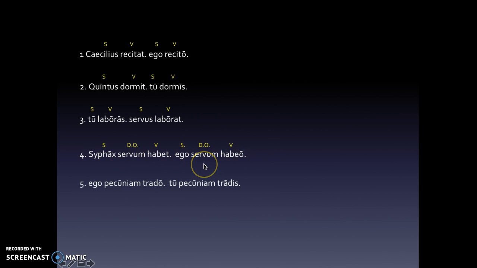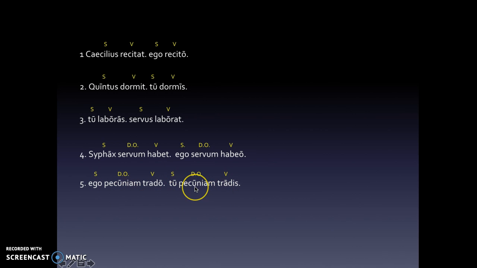I have a slave. Ego pecuniam trado, tu pecuniam tradis. Ego is nominative, it's our subject. Pecuniam, accusative direct object. Trado, verb. Tu, nominative, so it's our subject. Pecuniam, again, direct object because it's accusative. Tradis is the verb. I hand over money.